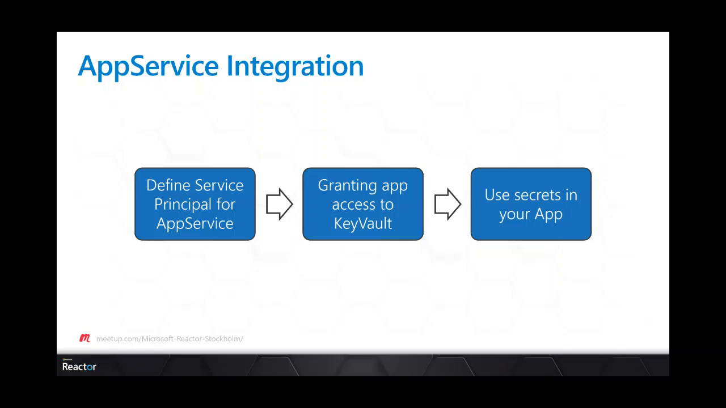I want to connect the app service to the Key Vault and use the platform to say every time the app service tries to read the data in the configuration, go to the Key Vault, read the secret, and give it to the app service. You need to take 3 steps. The first one, you need to define a service principal for the app service.